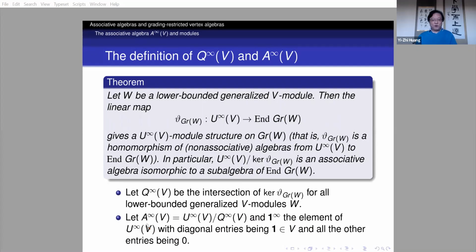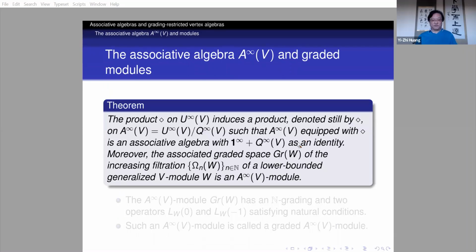And then our A infinity V is just the quotient. If I use 1 infinity to denote the element with all diagonal entries equal to the vacuum, then we have this theorem. First of all, this A infinity V, which is a quotient, is an associative algebra, because if you take a quotient by one kernel, it's already an associative algebra, and if you take more quotients, it's certainly still an associative algebra. And then 1 infinity plus this Q infinity V is the identity.